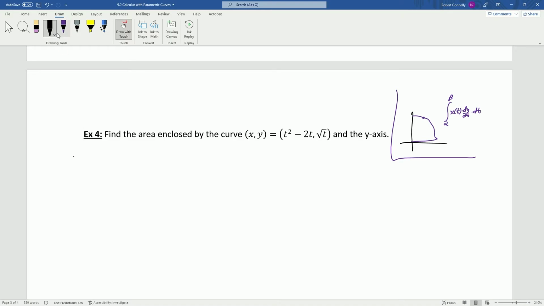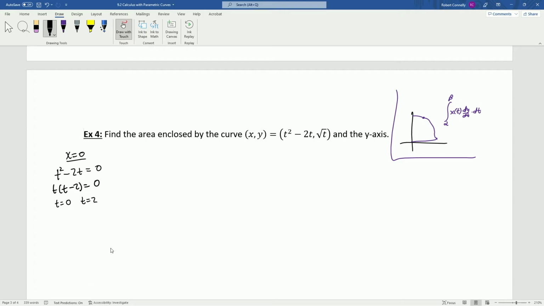So if we take a look at this parametric function here for x, when is x equal to 0, right? Because that's where the y-axis is, so that tells us when this parametric curve intersects the y-axis. So that's t squared minus 2t equals 0. So we've got t times t minus 2 equals 0. So t equals 0 and t equals 2.